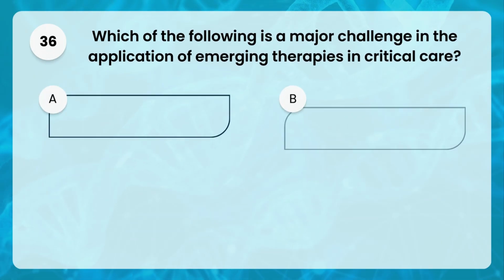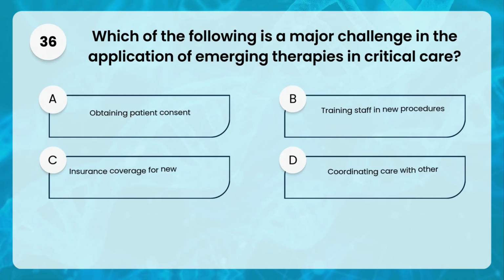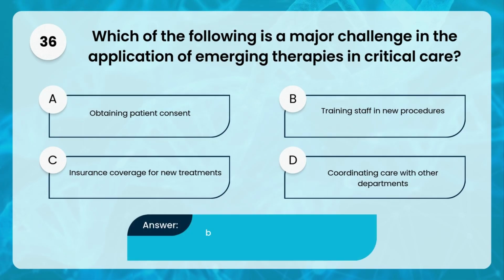Which of the following is a major challenge in the application of emerging therapies in critical care? A. Obtaining patient consent. B. Training staff in new procedures. C. Insurance coverage for new treatments. Or D. Coordinating care with other departments. The answer is B. Training staff in new procedures.